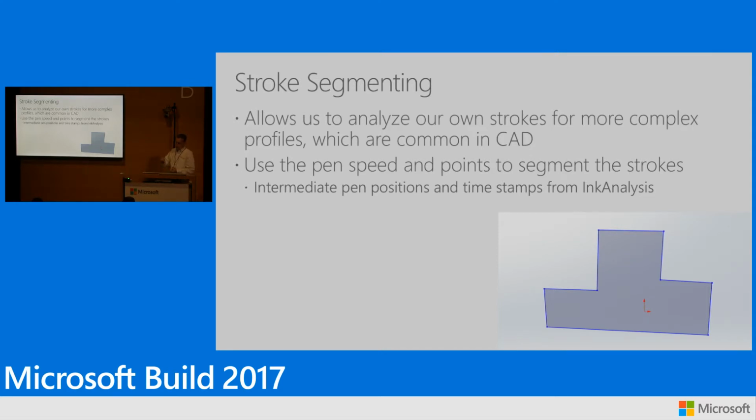Like I said, more complex profiles, something like this, might be more common in CAD. You want to create closed profiles to create solid stuff in 3D. So we're able to create our own routines. They run alongside ink analysis. We either call ink analysis or we do our own custom thing based on the points and the pen speed to figure out where to segment this. And we're able to build them right alongside each other.